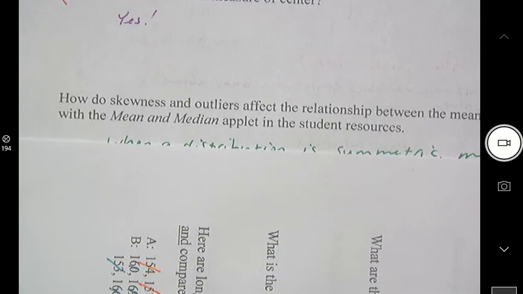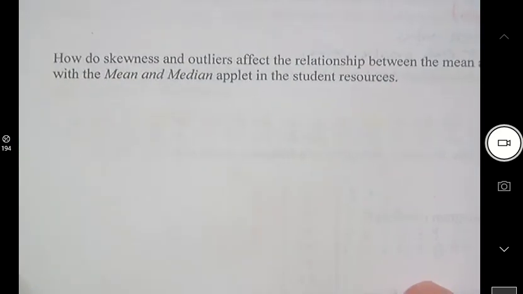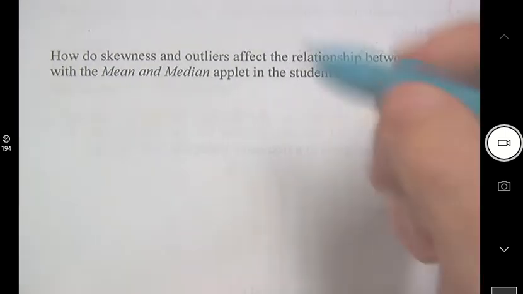Okay? Now here is what I think I want to do on this very last one. I think I want to illustrate for you. You can draw these pictures together. How does skewness and outliers affect the relationship between the mean and the median? And then we're not going to play around with that applet. I think this illustration will be just fine, okay?